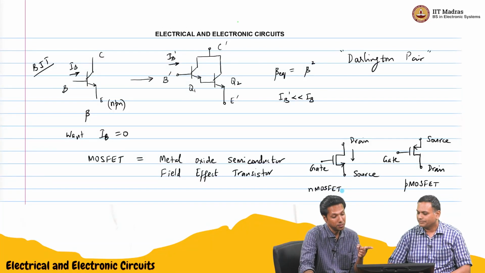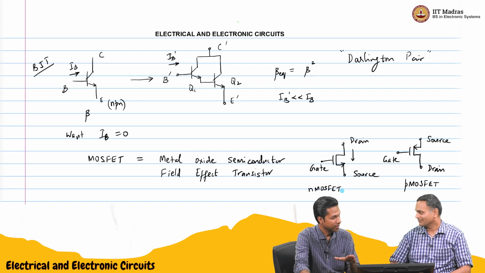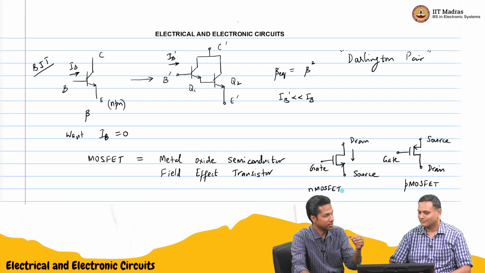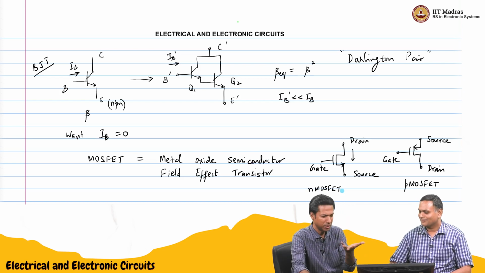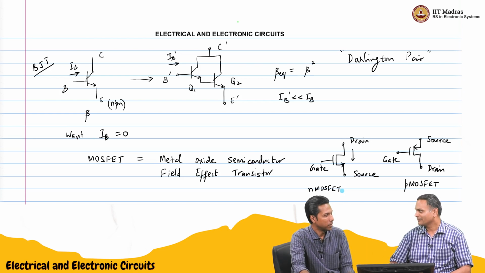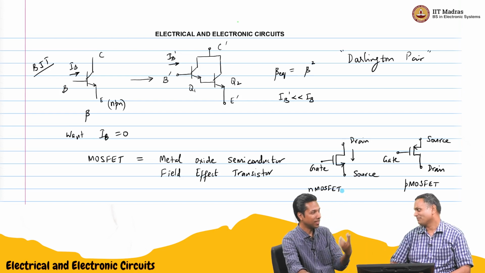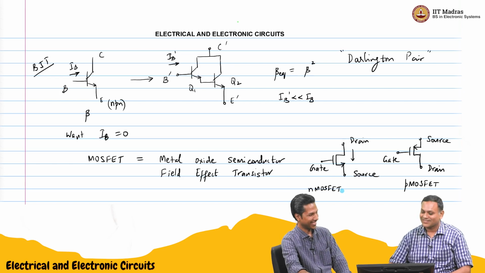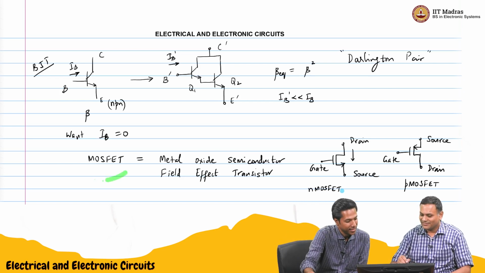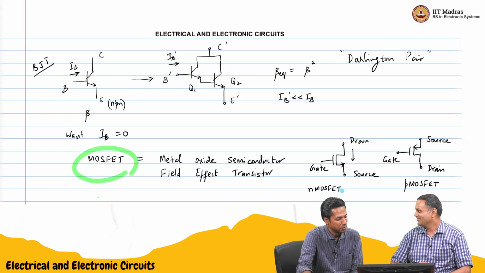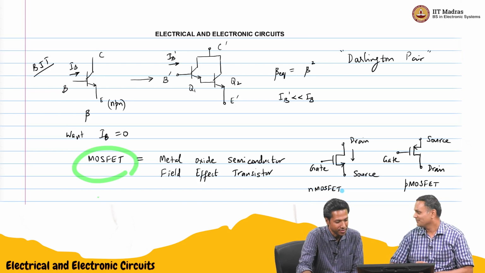Yeah, I think the base current we want to keep as low as possible. Using this Darlington pair, we have seen that it is reduced maybe 10,000 times, but still it's there. Then we were exploring what other devices are there, and we landed up in MOSFET. Metal oxide semiconductor field effect transistor.